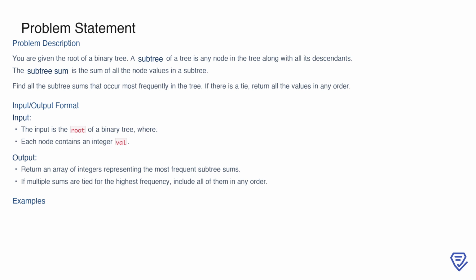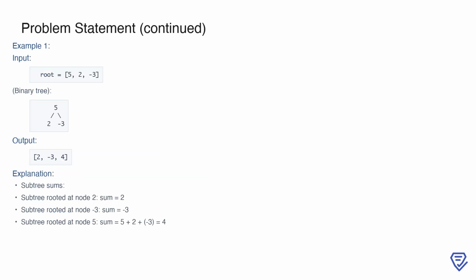The input to this problem is the root of the binary tree, where each node contains an integer value. The output should be an array of integers representing the most frequent subtree sums. If there are ties, include all the tied sums in any order. This gives us a clear goal: to identify the most common subtree sums by analyzing the structure and values in the tree. Let's look at an example to better understand the problem.